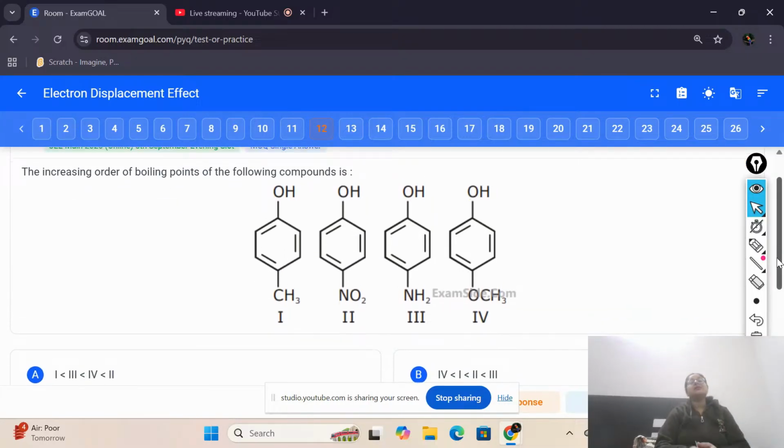Boiling point is based upon the hydrogen bonding. Where the hydrogen bonding is higher, the boiling point will be higher. Among these four, the above group is OH, OH, OH, OH. This is nitro, this is amine, this is methoxy, and this is methyl. So nitro is showing the greater extent of hydrogen bonding. Then amine is showing the hydrogen bonding. Here the hydrogen bonding is not shown by this group, but shown by this group at a smaller extent. So it is second, then third, then fourth, and then first.